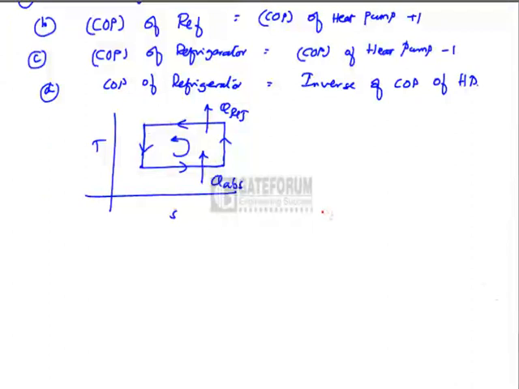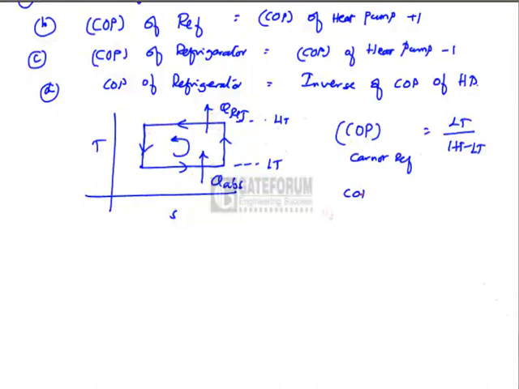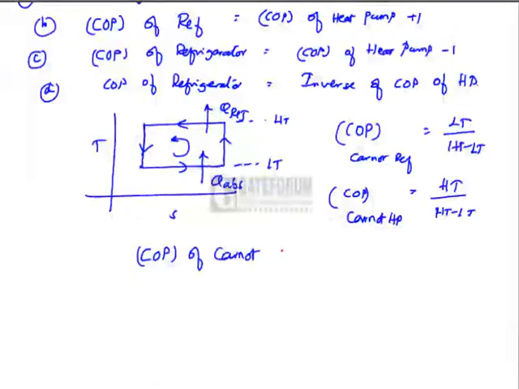If the useful effect wanted from the machine is heat absorbed from the low temperature, it is called refrigerator. If the heat rejected to the high temperature is the useful effect, it is called heat pump. COP of Carnot refrigerator is given by low temperature divided by high temperature minus low temperature, whereas COP of Carnot heat pump is given by high temperature divided by high temperature minus low temperature. From these two relations, we can state that COP of Carnot heat pump is equal to COP of Carnot refrigerator plus 1.